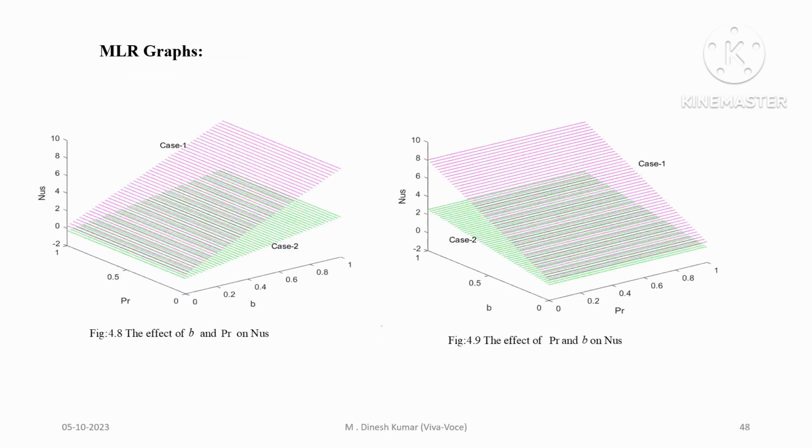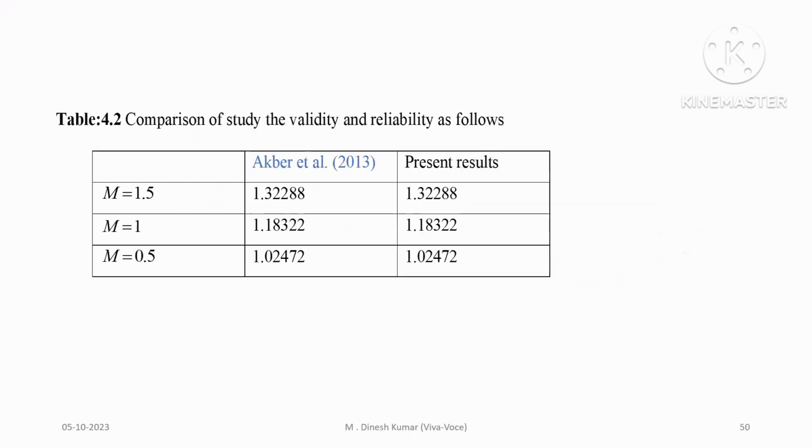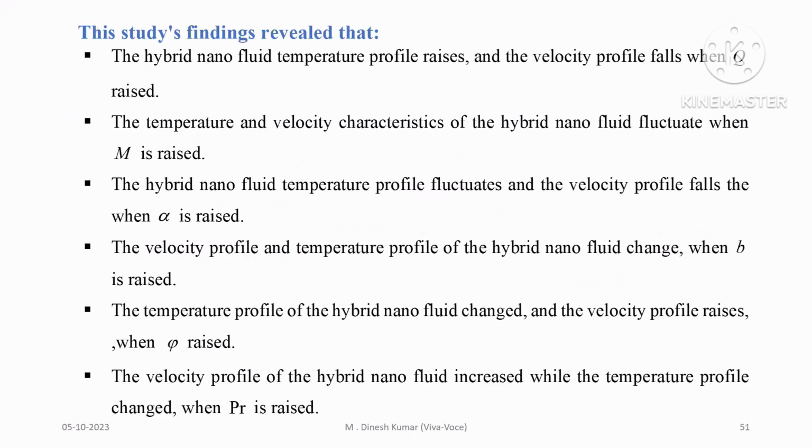In this one, case 1 particles are higher than case 2, which is also due to the thermal conductivity having a higher value than case 2. These are the thermophysical properties. These are the comparison results with the old published papers. Whatever I explained in graphical form, I wrote here as a conclusion.